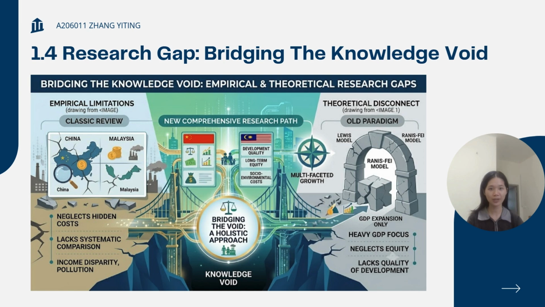Most studies don't really compare China and Malaysia side by side. They also miss the hidden costs of urbanization, things like income gaps and pollution. Most existing reviews on urbanization and welfare focus mostly on GDP growth, but they ignore development quality and long-term fairness. So our research fills that gap by looking at the whole picture: economic growth, and social and environmental impacts in both countries.